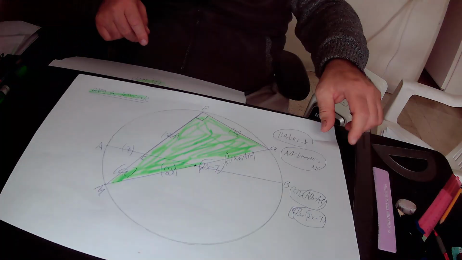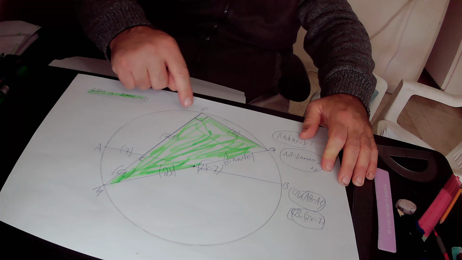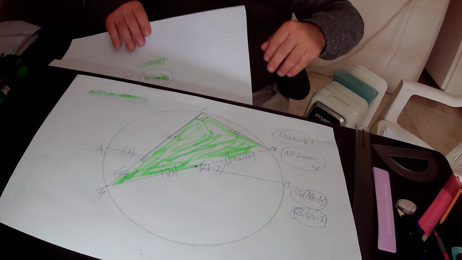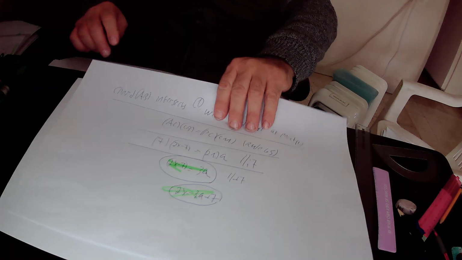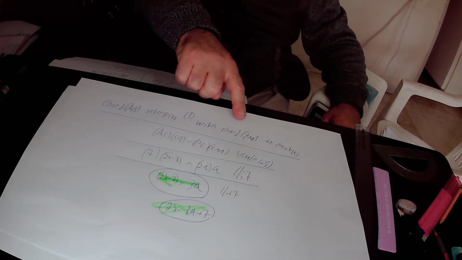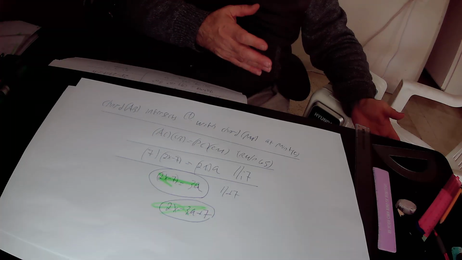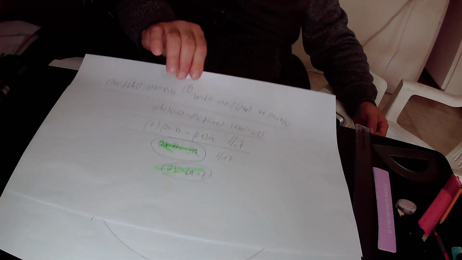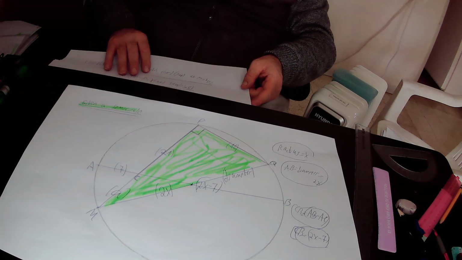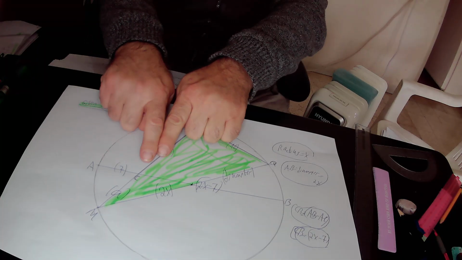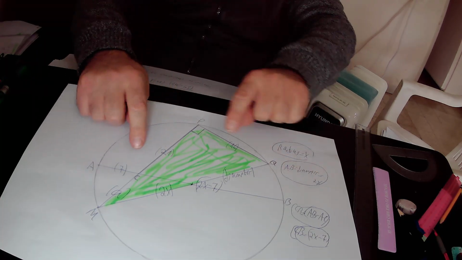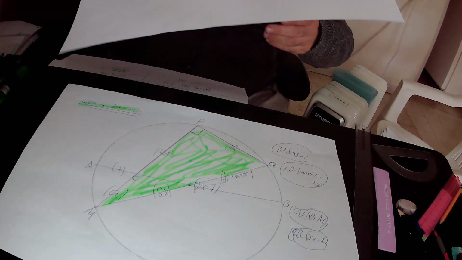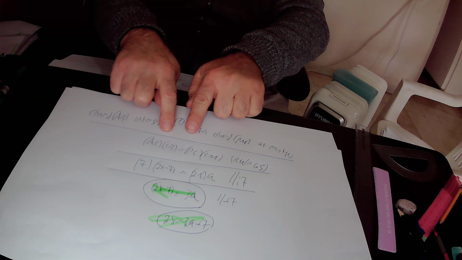In our drawing, we have chord AB that intersects with chord PM at point C. So all the requirements for rule 65 are satisfied, and therefore we can implement rule 65 here. According to rule 65, the following equation holds: AC times CB equals PC times CM. Again, AC times CB equals PC times CM.